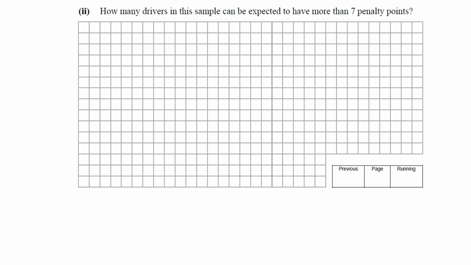So the very last part of this question is how many drivers in this sample can be expected to have more than 7 penalty points? So what's the probability that a driver has more than 7 penalty points? Well, I can't work out that probability directly, but I can convert that to a z-score. So I get x minus x bar all over sigma. My x in this case is 7, my x bar from the previous part is 4.4, and my sigma is 1.5. So my z is equal to 7 minus 4.4 all over 1.5, and when I work that out, I get z is equal to 1.73.